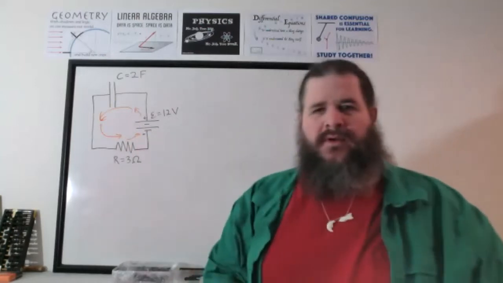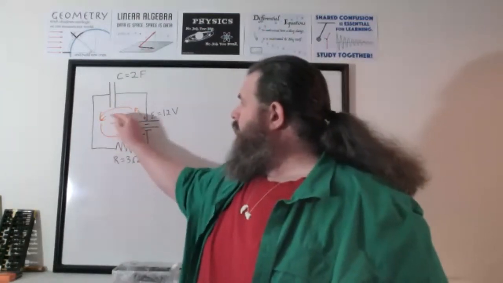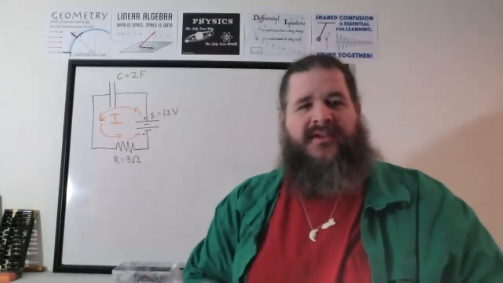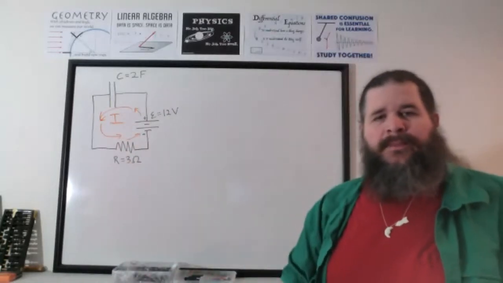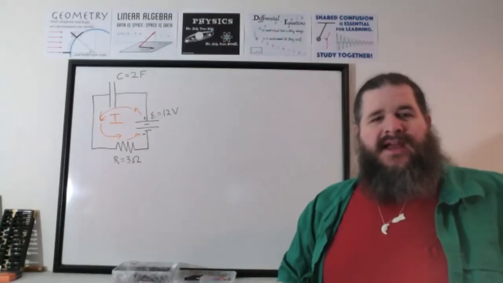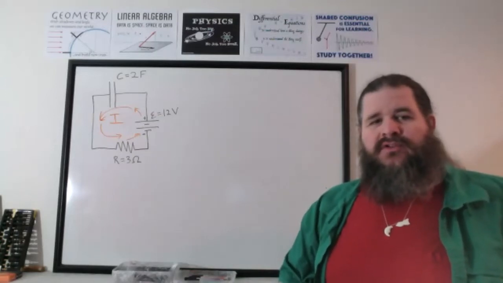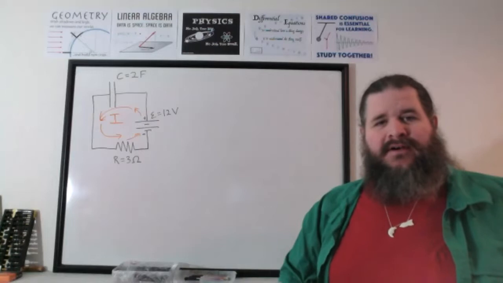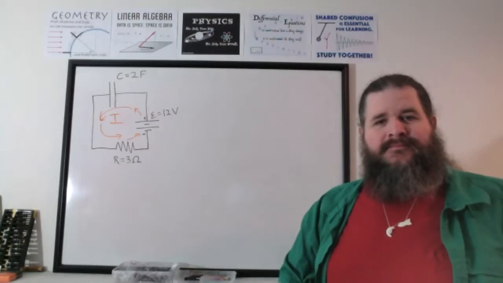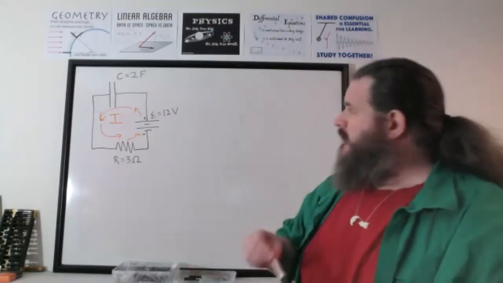And since there's just one path, we can assume that the current is the same everywhere in that path. Everything's in series, there's just one single loop. However, that current's going to change as time passes, because as soon as current starts flowing, what's going to happen to the capacitor? It's going to start charging. Yeah, the capacitor starts charging.